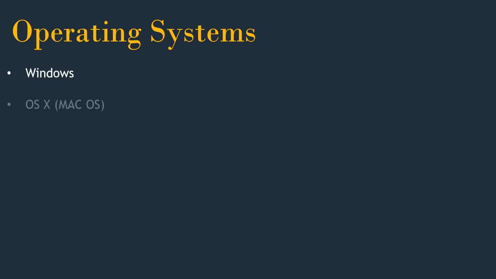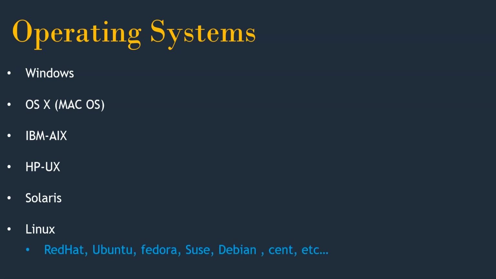Now let's see what and all operating systems are available in the market. We know Windows and Mac OS as well, IBM AIX, HP UX, Solaris, Linux. So these are the mostly used operating systems in the market. Again, under Linux, we have different operating systems. Those are Red Hat Linux, Ubuntu Linux, Fedora, SUSE, Debian, CentOS, and so on. Like this, we have 200 plus operating systems under Linux flavor because those are derived from the Linux.